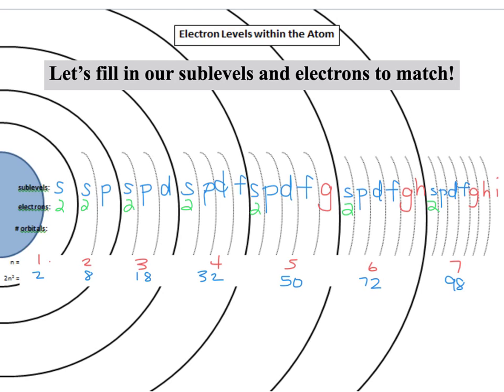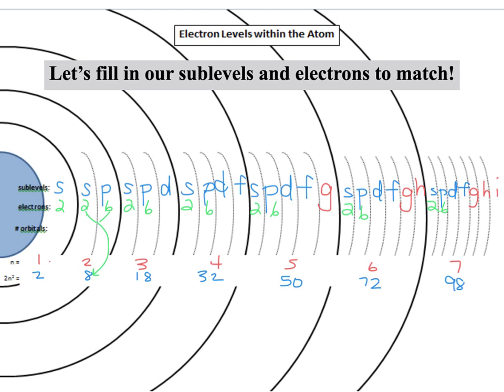Then, let's think about it. In the second energy level, it can hold a total of 8 electrons. Well, if 2 of them are in the S, the remaining electrons are in the P. So the P holds a maximum of 6, because 2 plus 6 is going to get me that 8. So all of your P sublevels hold 6.